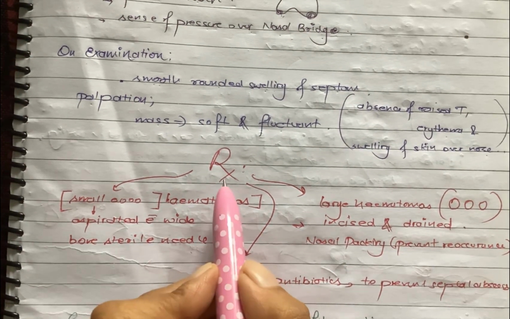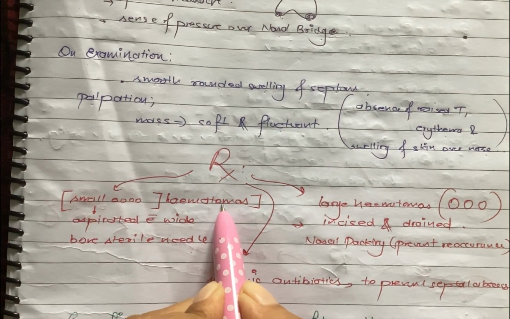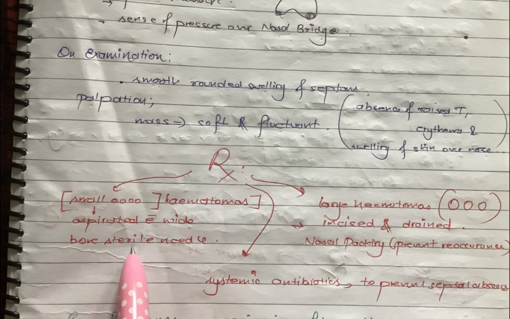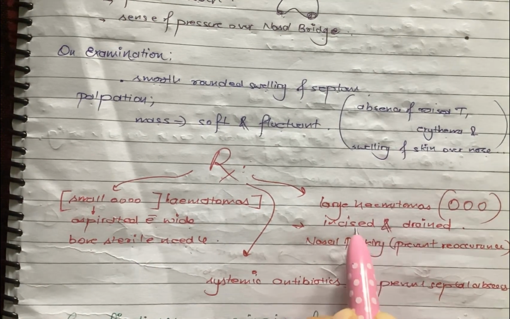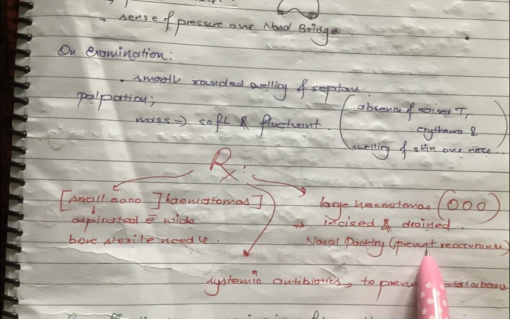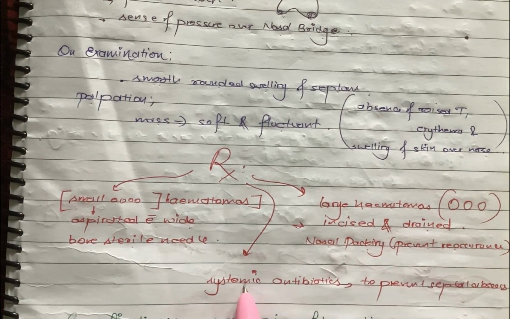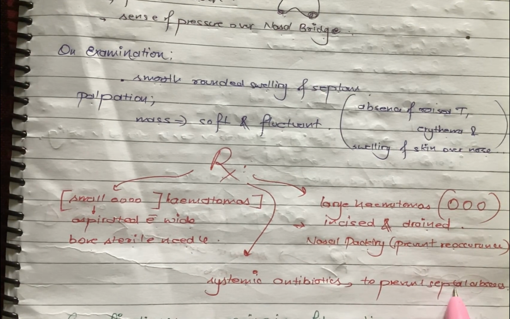And moving on to the treatment of septal hematoma, for the small hematomas, it is aspirated with wide bore sterile needle, whereas for large hematomas, we should do incision and drainage, and nasal packing can also be done for the prevention of reoccurrences, and systemic antibiotics should be given to prevent septal abscess formation.